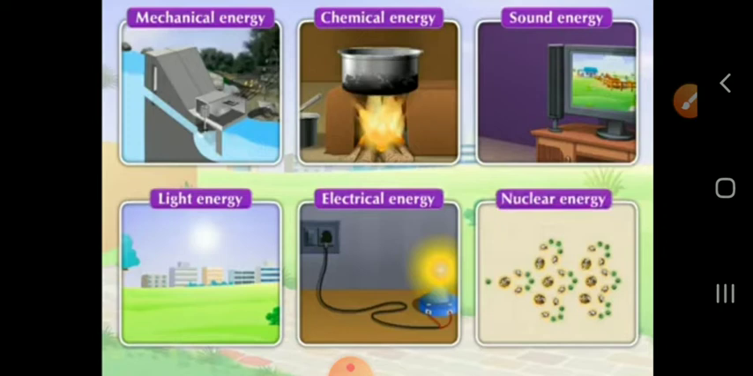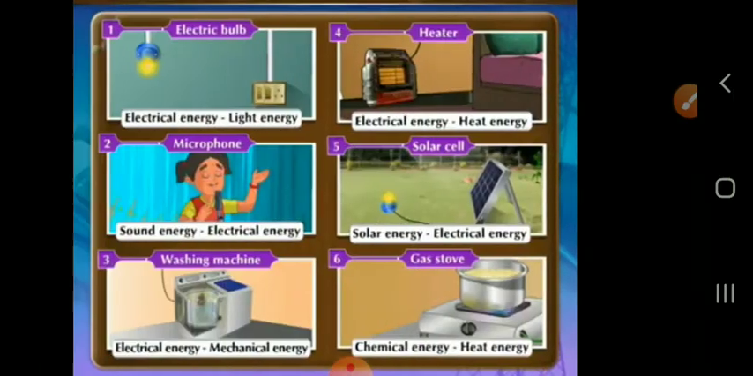Now we will see that for diverse types of work, diverse meaning different varieties, we need energy. This is in different forms that I have already shown you. Let us see the next slide.